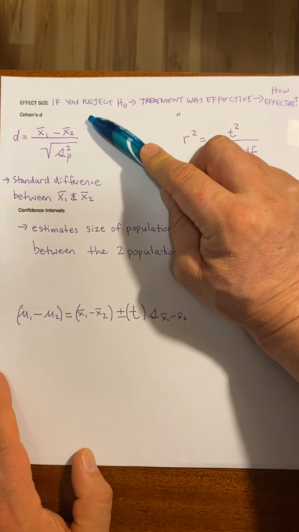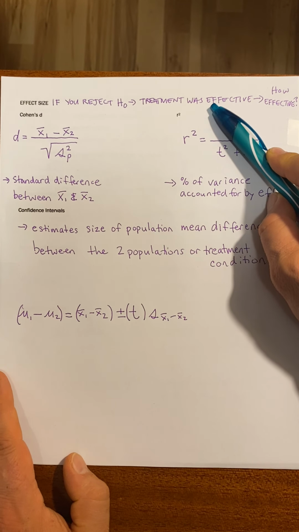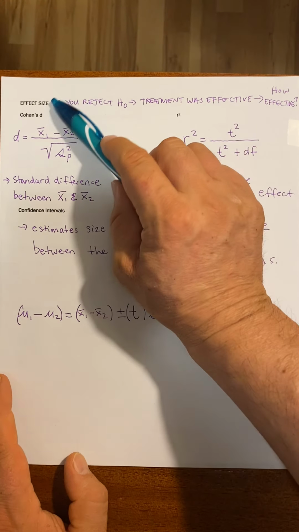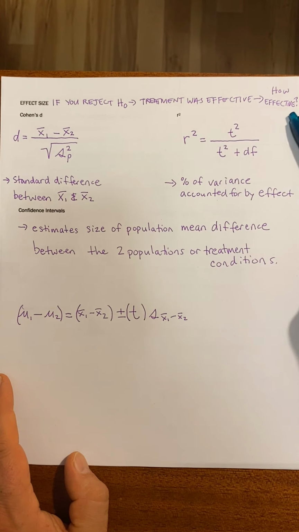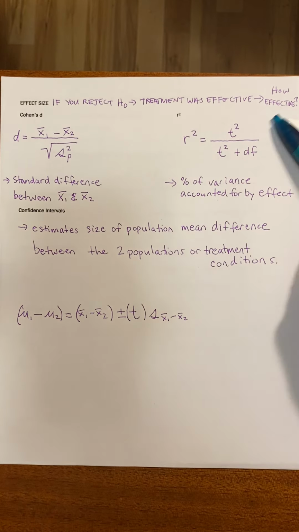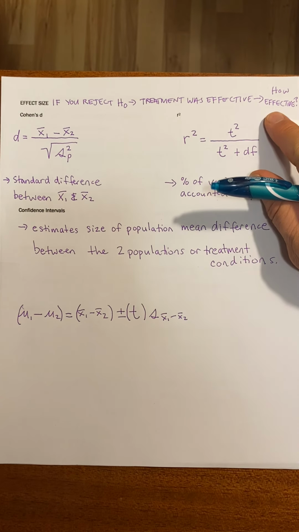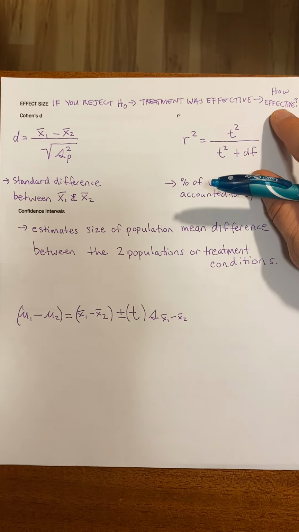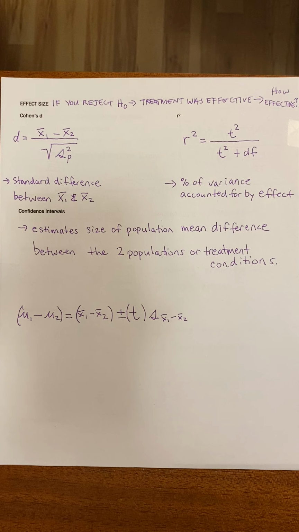If you rejected the null hypothesis, that meant that the treatment was effective. With that, the reason we're going after the effect size is we want to know, if the treatment was effective, how effective was it? And that's what effect size gives you, right? How effective it was can be measured by asking, well, how big was the difference between the two samples?